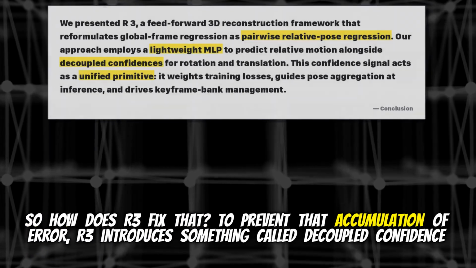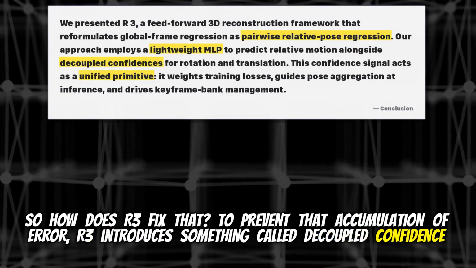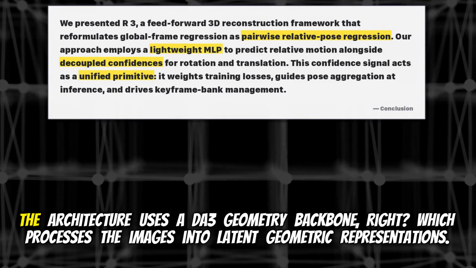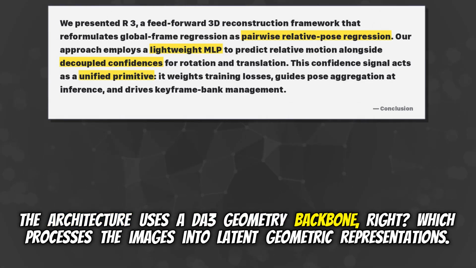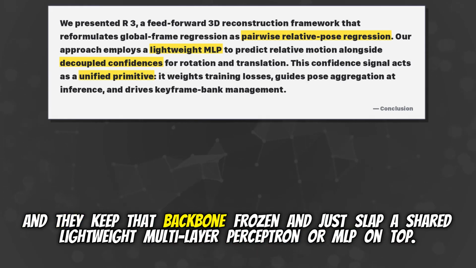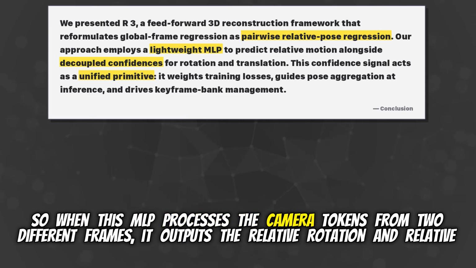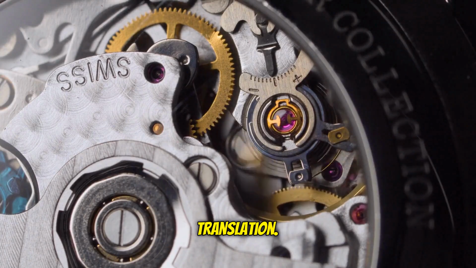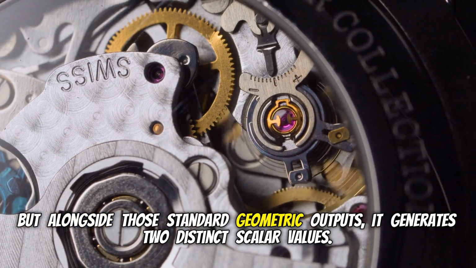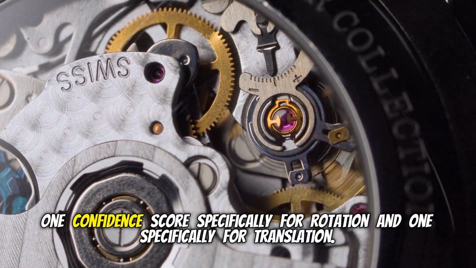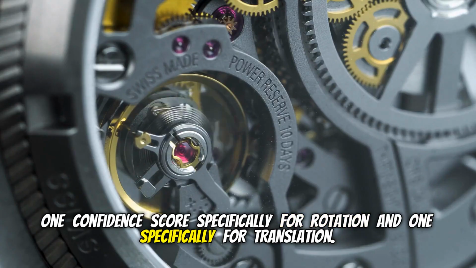To prevent that accumulation of error, R3 introduces something called decoupled confidence modeling. Okay, let's unpack this. The architecture uses a DA3 geometry backbone, right? Which processes the images into latent geometric representations. Yep. And they keep that backbone frozen and just slap a shared lightweight multi-layer perceptron, or MLP, on top. It's very lightweight. So when this MLP processes the camera tokens from two different frames, it outputs the relative rotation and relative translation. But alongside those standard geometric outputs, it generates two distinct scalar values. Yes. One confidence score specifically for rotation and one specifically for translation.